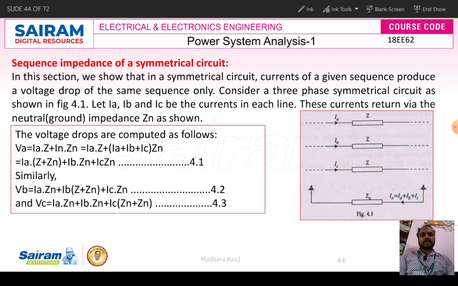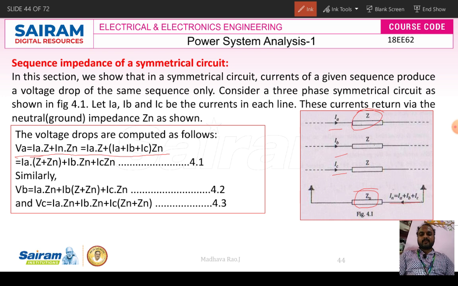Each phase impedance is Z, and the currents are IA, IB, IC. These are the line currents, and Zn is the impedance of the neutral. The neutral current is equal to IA plus IB plus IC. So the voltage drop across the A phase is IA into Z plus IN into Zn, where the neutral current is IN and the neutral impedance is Zn.